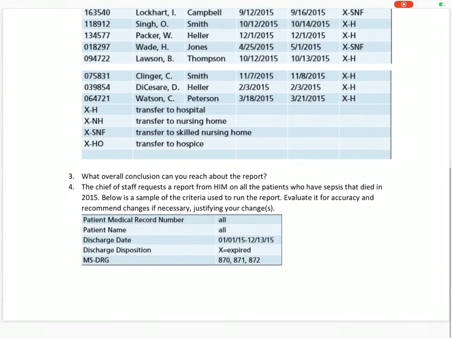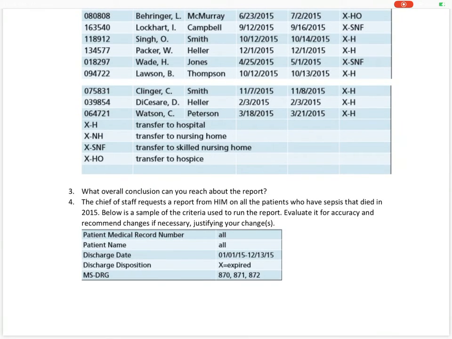Okay. Now, number 4, the Chief of Staff requests a report from HIM on all the patients that have sepsis that died in 2015. Now, you've got your criteria down here at the bottom. Evaluate it for accuracy, and if there are any changes that you think need to be made, tell me what those changes are and then justify those changes. But you're looking for patients that had sepsis that died in 2015.